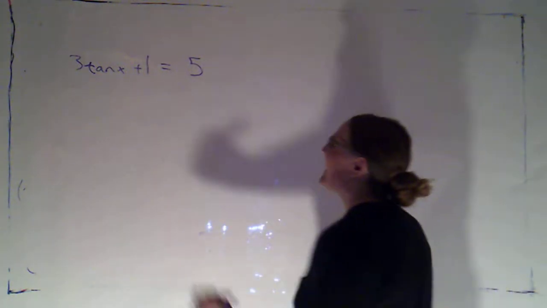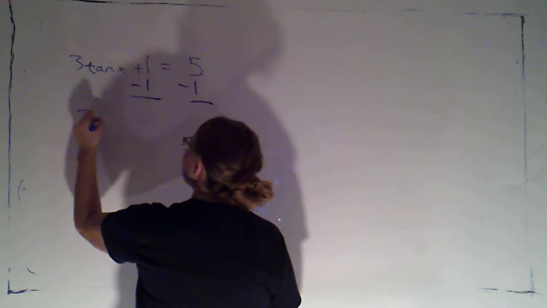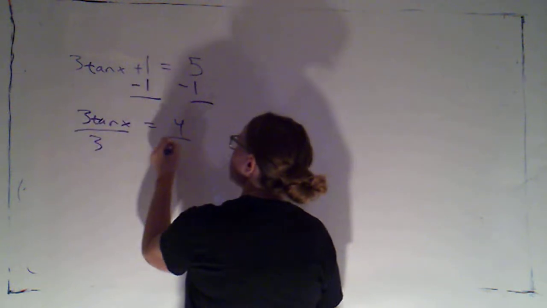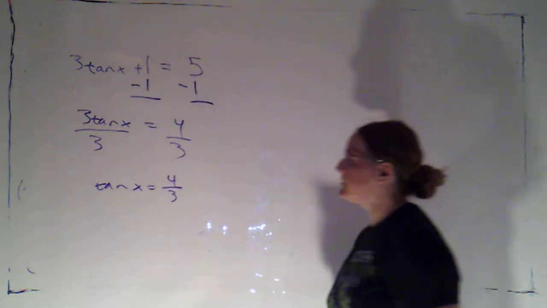Welcome back. So I'm going to isolate tangent. I'm going to subtract 1 from both sides, so I get 3 tangent of x is equal to 4. I'm going to divide both sides by 3, so tangent of x is equal to 4/3.